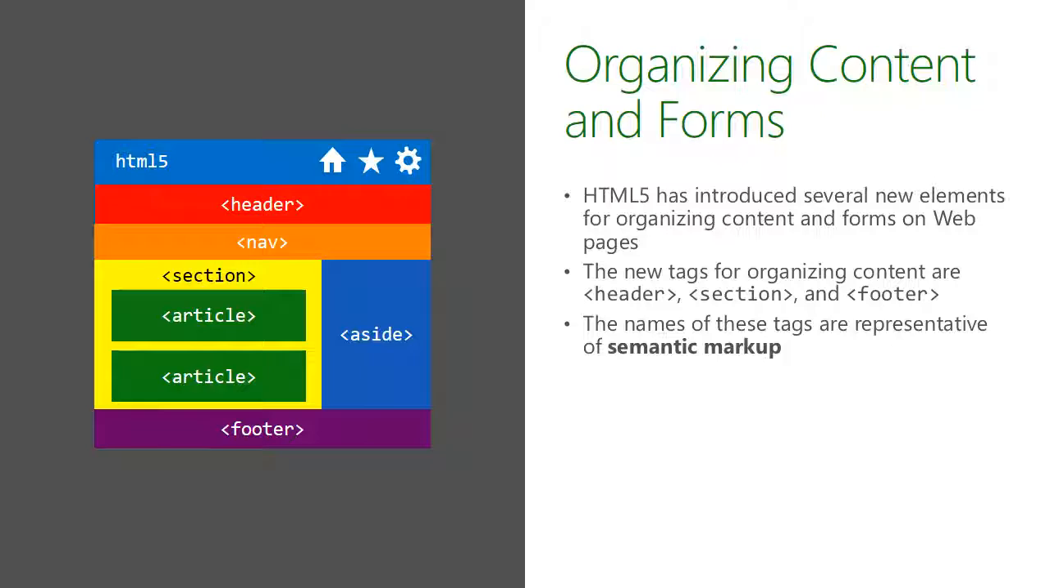HTML5 has introduced several new elements for organizing content and forms on web pages. The new tags for organizing content are header, section and footer. The names of these tags are representative of semantic markup. In the image on the left hand side you can see this semantic markup and how it relates to the actual look, the layout of content within a web page.